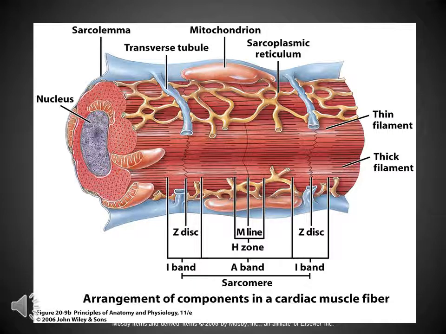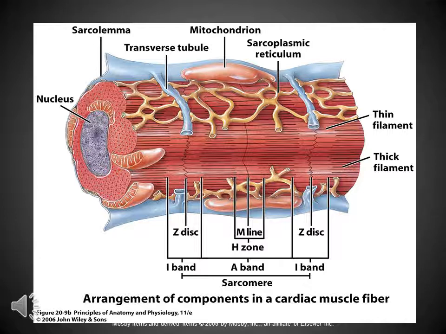Again, here's a picture, cross-section of cardiac muscle. This is very, very similar to skeletal muscle, except for the length of the muscle. These are much shorter. The nucleus, instead of being peripherally located in skeletal muscle, is centrally located in cardiac muscle, but everything else pretty much works the same.